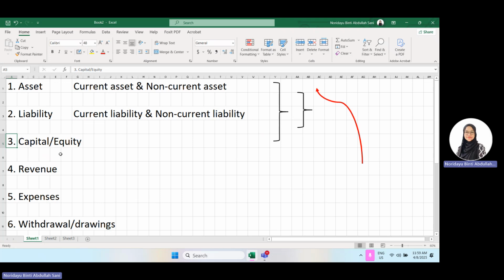Now I move to the third item, capital, or we can also call it owner's equity or equity. Okay. This capital is purely talking about the fund, the money, the asset that is contributed by the owner when you start up your business. So that's the keyword. As the owner, you invest money. It could be cash. It could be in terms of asset. Okay. To start up the business.